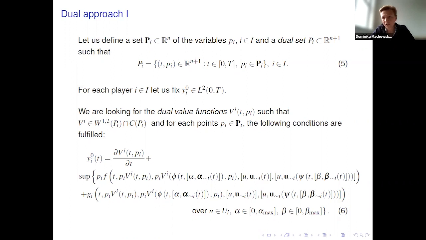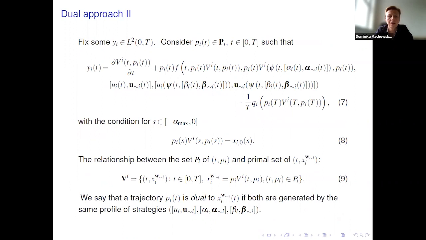And what is the challenge in this condition? We have the supremum over u, alpha, and beta. So this is the hard part in this formulation. Next, for a fixed yi, also from the L2 space, we are looking for the trajectory Pi depending on t, such that condition 7 is satisfied with the initial condition 8.